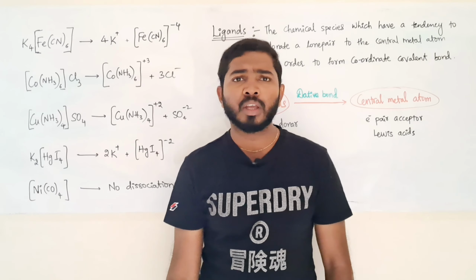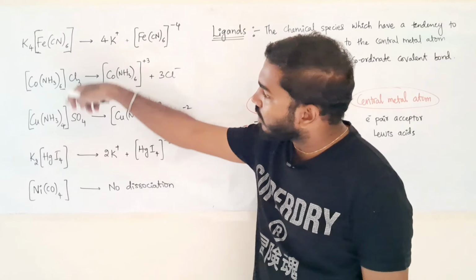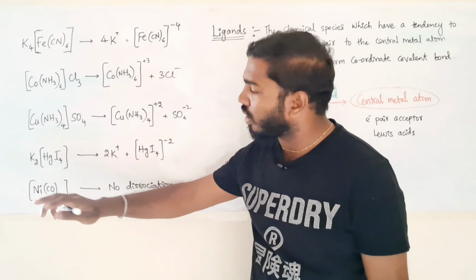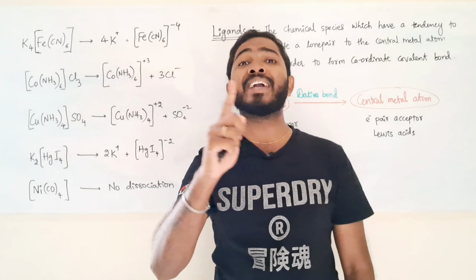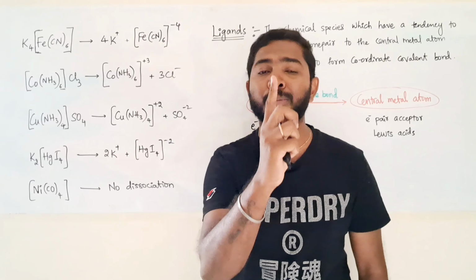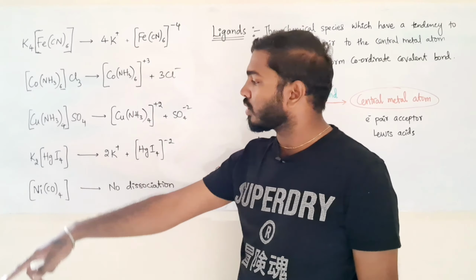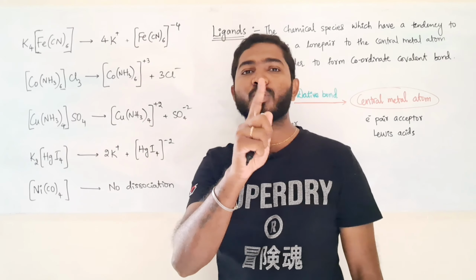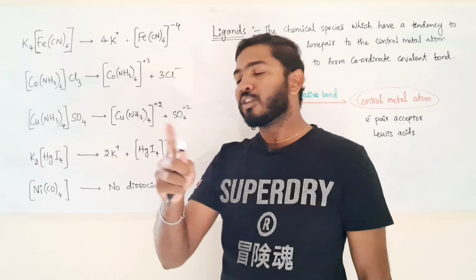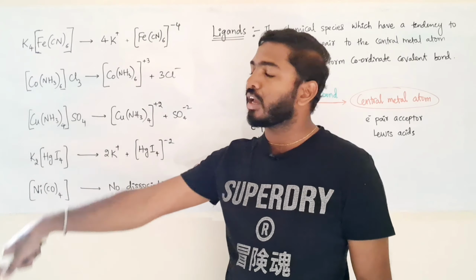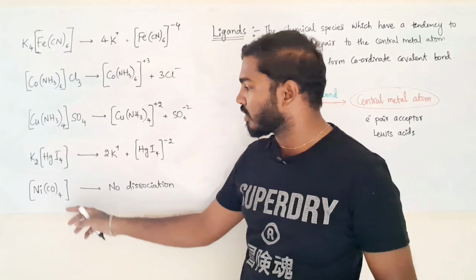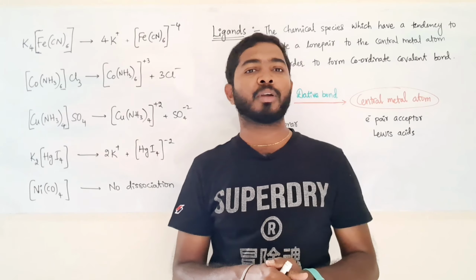So here, as far as all these ligands are considered, all of them are monodentate ligands, which means that they can donate only one lone pair. Here also 4 CO groups are there, and each CO can donate one lone pair. So here also we are going to get 4 dative bonds. Finally the coordination number is going to be 4.